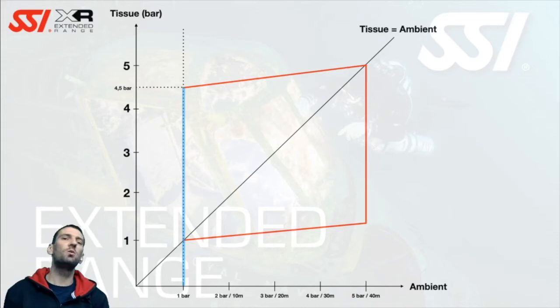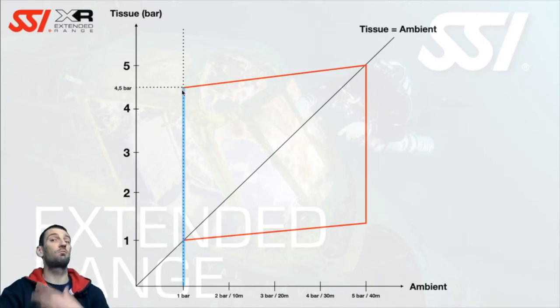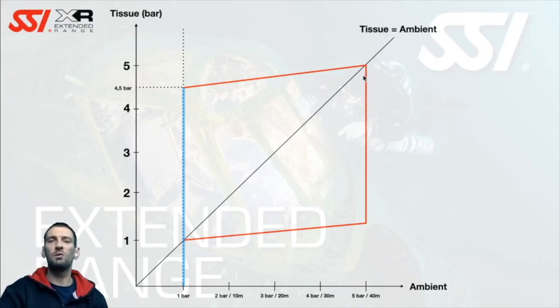We all know that the example I just did is actually not realistic. If we spend 24 minutes at 40 meters and then we just directly go to the surface, for sure we will have decompression sickness. So this is actually not a realistic scenario. This is a scenario just to explain to you how the descent, bottom phase, and ascent work on our graph.